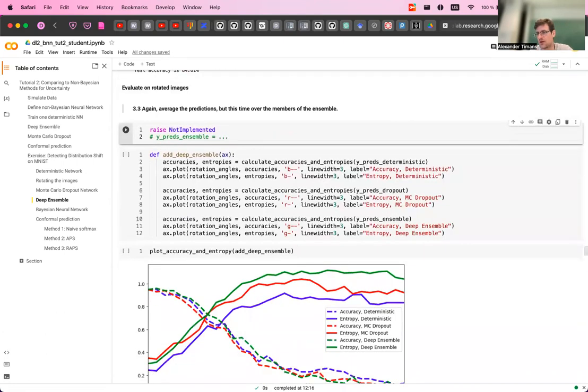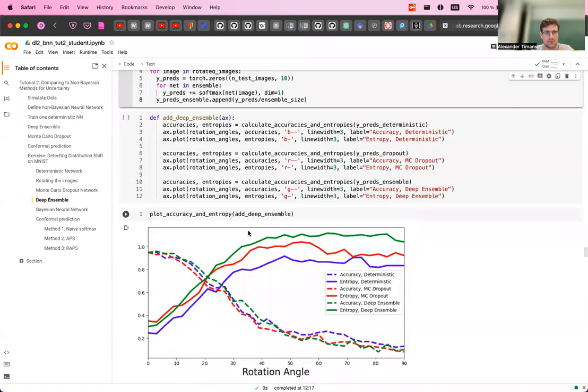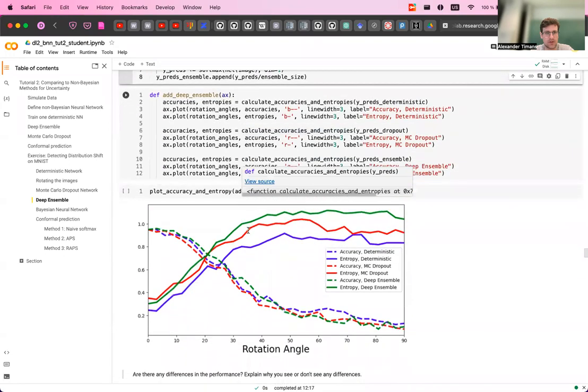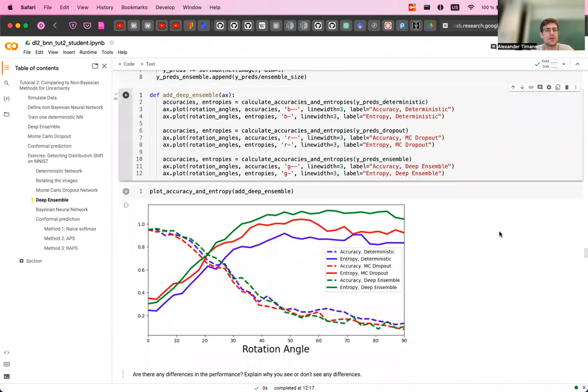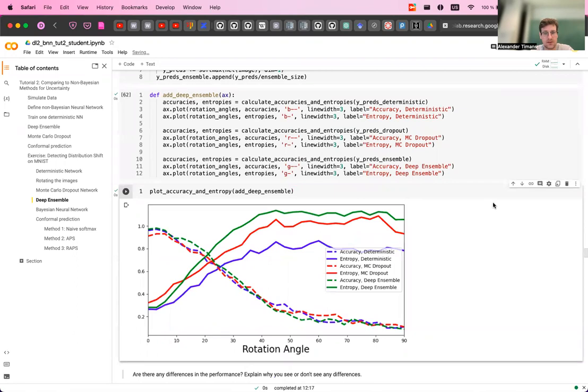And now we do the same for the rotated images. So we collect the predictions, average them and send them through the softmax. And now we can look at the plot here. It's already there. All right, and now how would you interpret this plot?